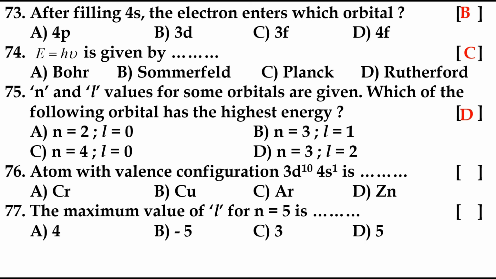76. Atom with valency configuration 3d10 4s1 is dash. A. Chromium. B. Copper. C. Argon. D. Zinc. Answer is option B. Copper. 77. The maximum value of l for n = 5 is dash. A. 4. B. Minus 5. C. Plus 3. D. 5. Answer is option A. 4.